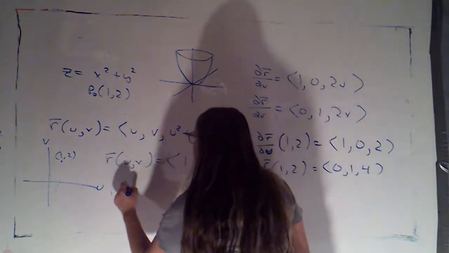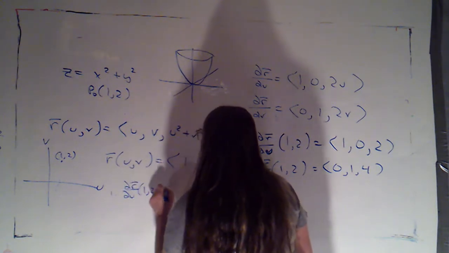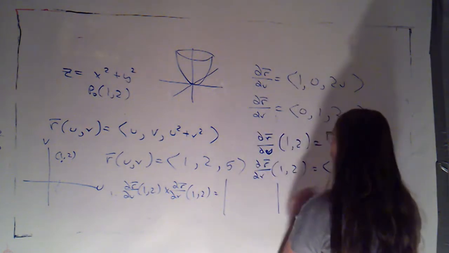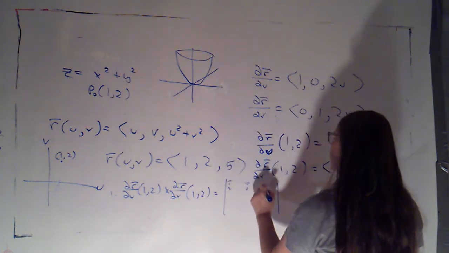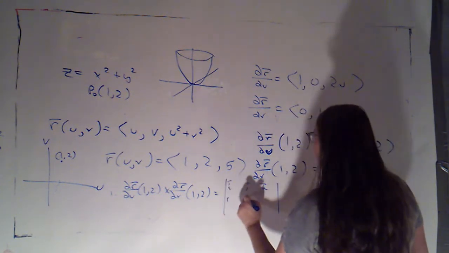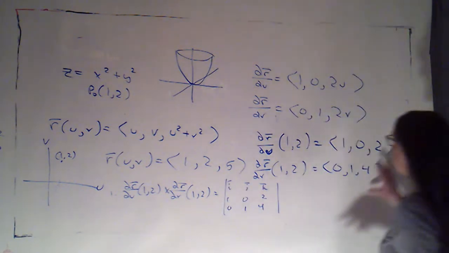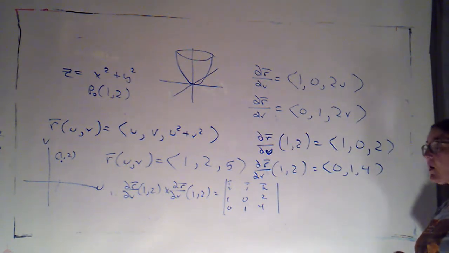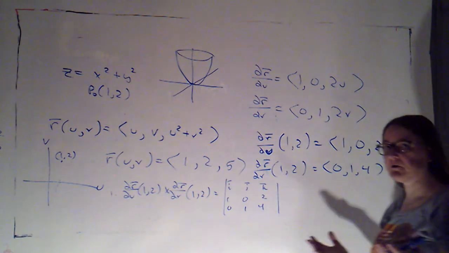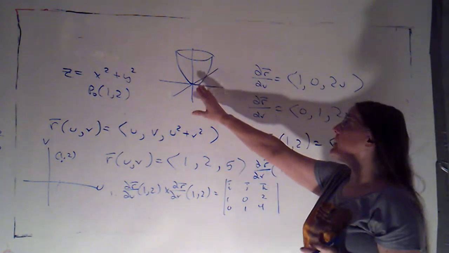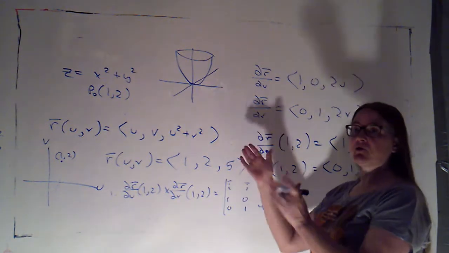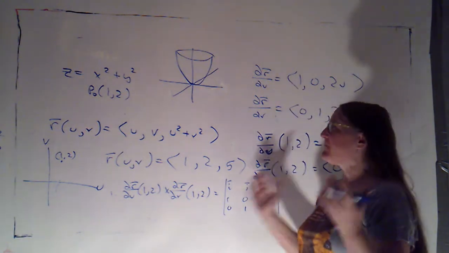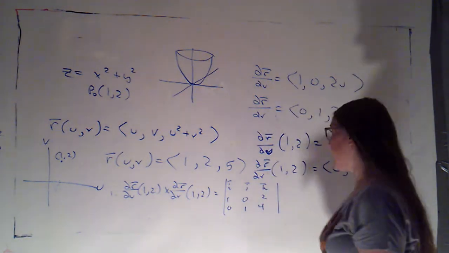Okay. So if I look at del r del u at 1, 2, crossed with del r del v at 1, 2, that's going to be the symbolic determinant, i, j, k, 1, 0, 2, 0, 1, 4. It does not matter, in this case, what order I cross them in, because all I care about is getting something that's normal to the surface. Now, there are going to be situations where I care whether my normal vector is pointing out away from the paraboloid or in towards the center of the paraboloid, but for the purposes of finding a tangent plane, it does not matter.